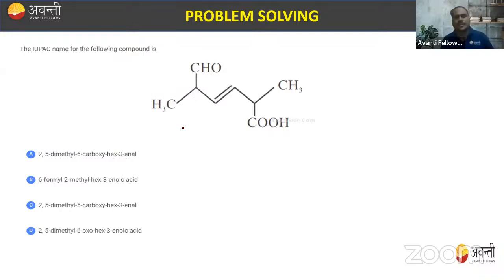Now the correct IUPAC name of the following compound. Everyone try fast. Because we already did 2 to 3 questions on IUPAC naming, so I hope everyone got it. So now you can answer this. What will be the IUPAC name of the following compound?